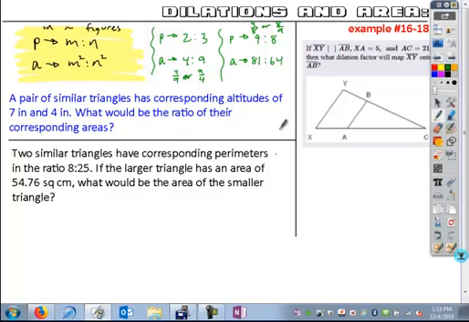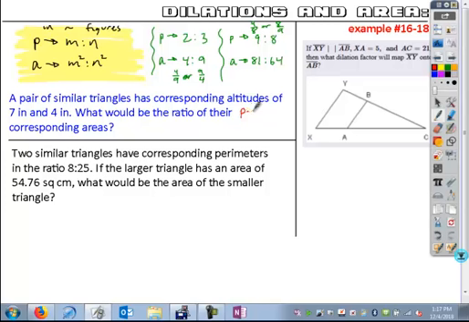So I want you to see if you can answer these first 2 questions on the left, and then I'll talk through them, and then I'll have you try the problem on the right. But see if you can answer the 2 questions on the left. It's sort of the 2 applications of this relationship between ratio of parts and ratio of areas.